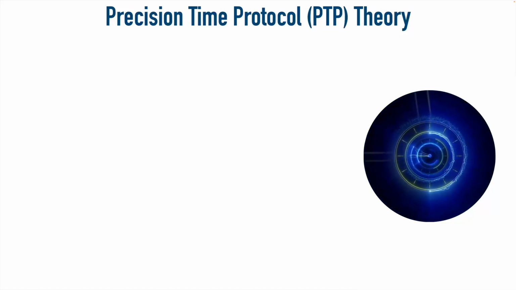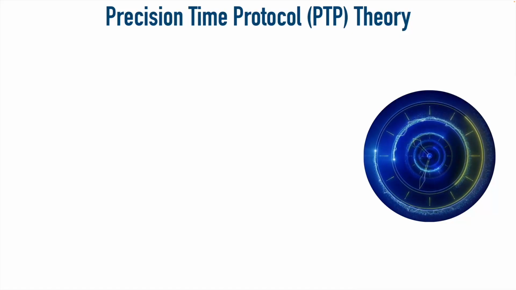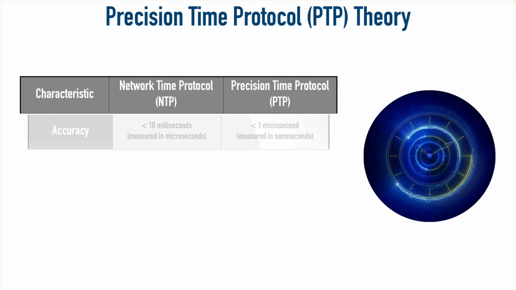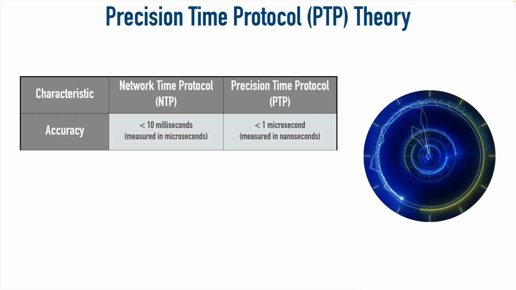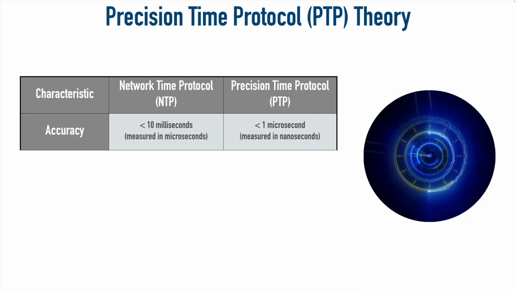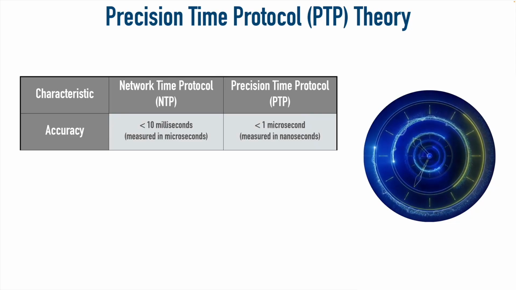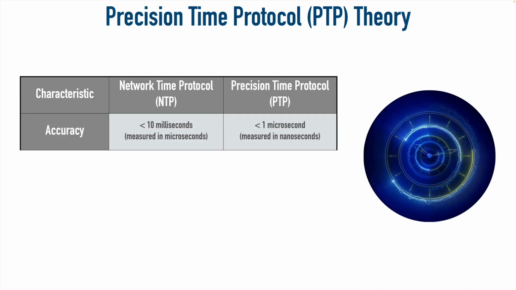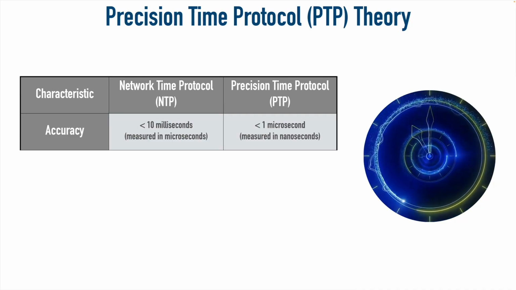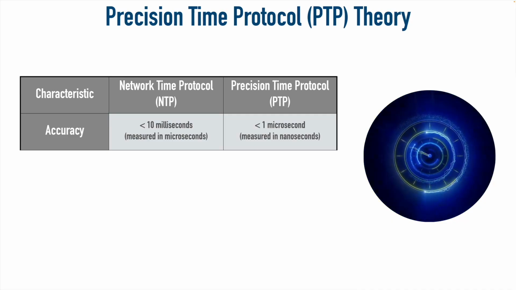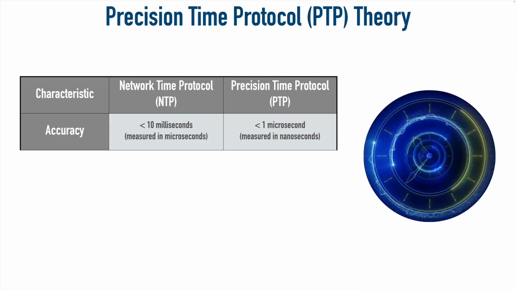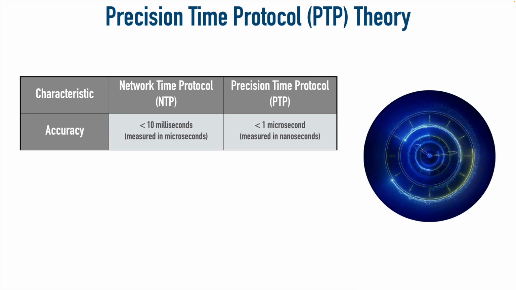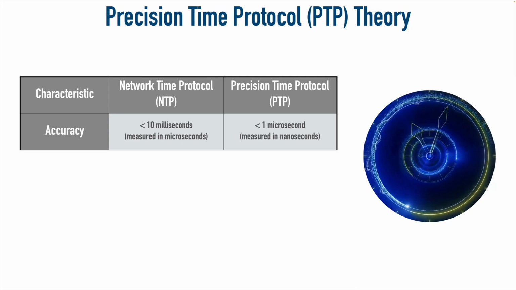We know that NTP, or Network Time Protocol, allows us to synchronize our network devices, but there's a more accurate protocol that we're going to consider in this video. It's called PTP, Precision Time Protocol. While NTP is really accurate, its goal is to provide accuracy under 10 milliseconds, but PTP's goal is to provide accuracy of less than 1 microsecond. And as a result, we measure that accuracy in terms of nanoseconds.